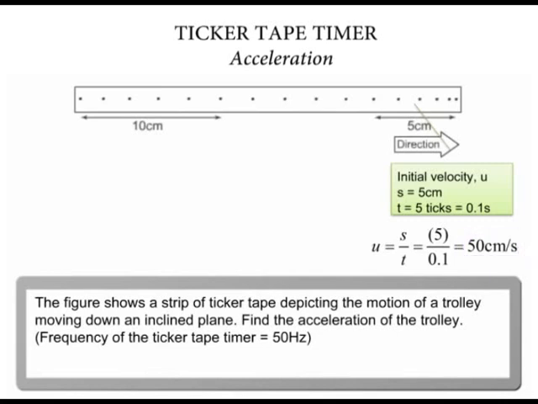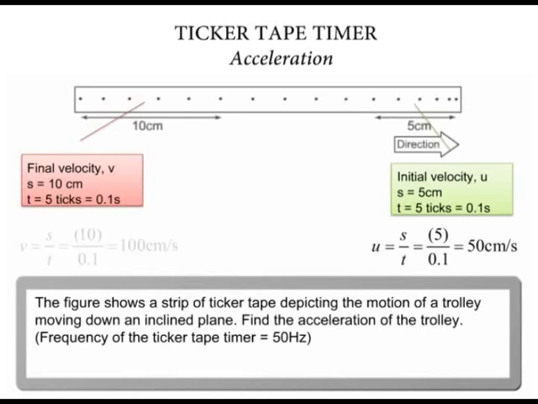At the end of the tape, the trolley took 5 ticks to move 10 centimeters. Thus, displacement is equal to 10 centimeters and time is equal to 5 ticks or 0.1 second. Calculating, v is equal to 100 centimeters per second. How about time between u and v? Where's u and v? Is it still between the 2 dots as previously done? No. Since we used 5 ticks for our calculations of u and v, they must be in the middle of the 5 ticks.